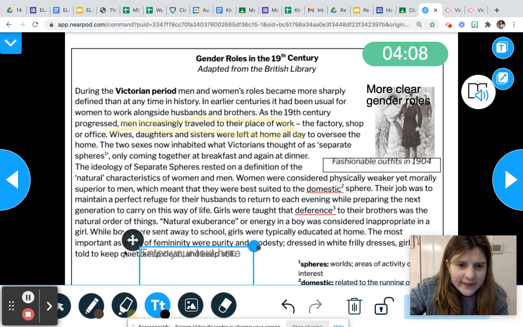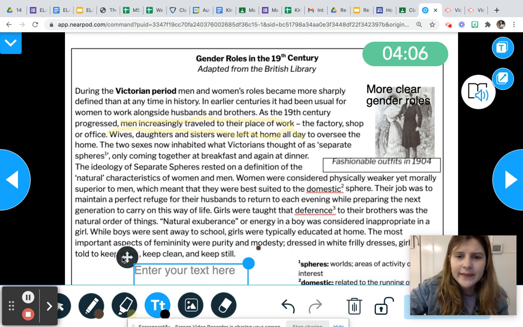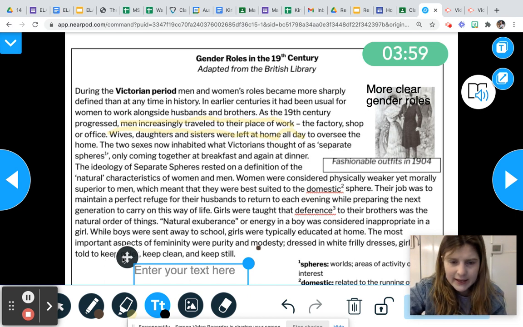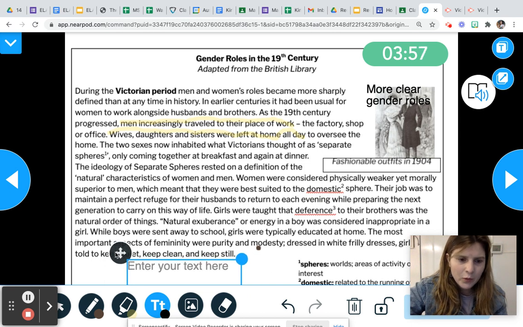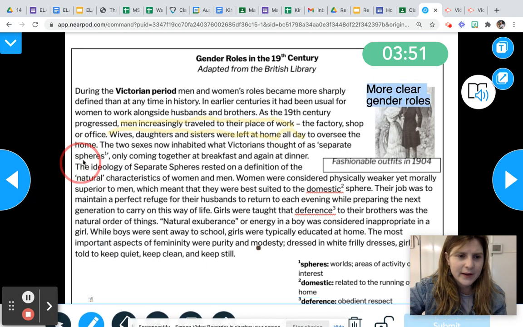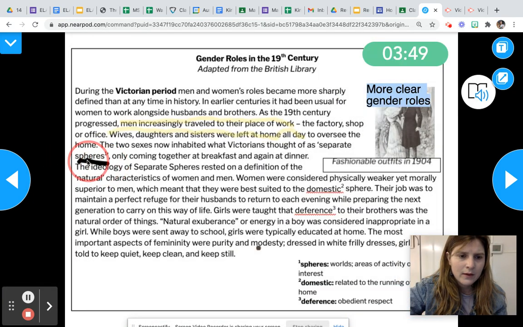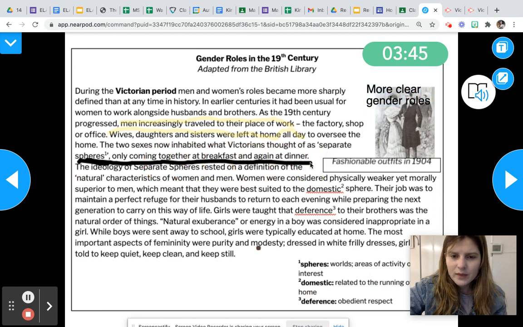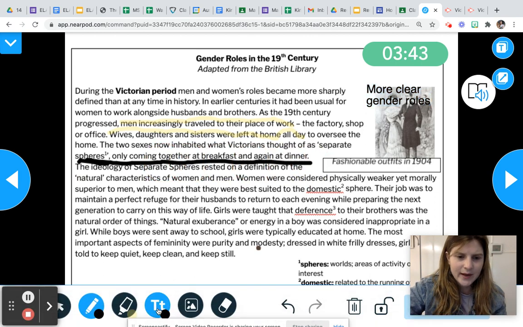"The two sexes now inhabited what Victorians thought of as separate spheres, only coming together at breakfast and again at dinner." Cool. I'm going to pause there because I'm going to let y'all do the rest of the text. So let me just draw a line there. Y'all know that's when Ms. Watson is going to stop working.